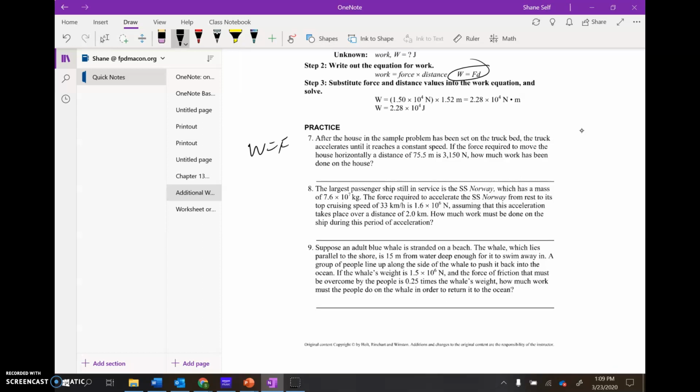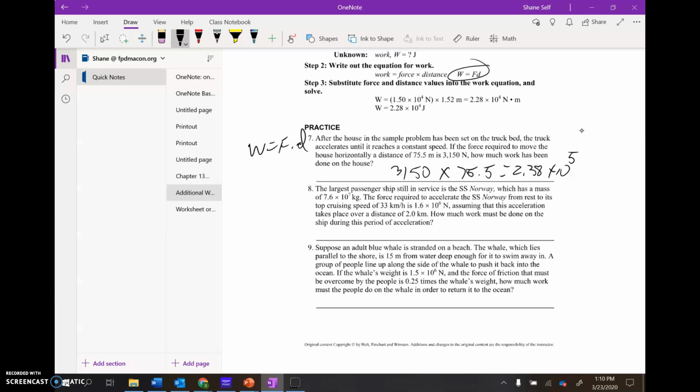Work is equal to force times distance. What's our force? It's in newtons, 3,150, distance, 75.5, which gives us a work of 2.38 times 10 to the 5th. If you wanted to do that without scientific notation, it's probably going to be 238,000. We had to get it down to significant digits.